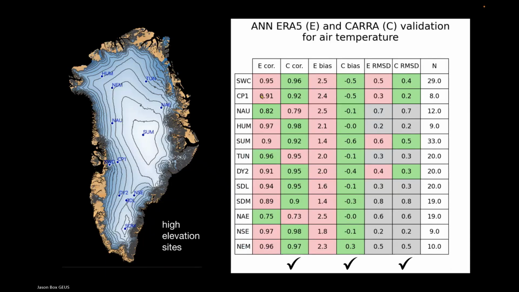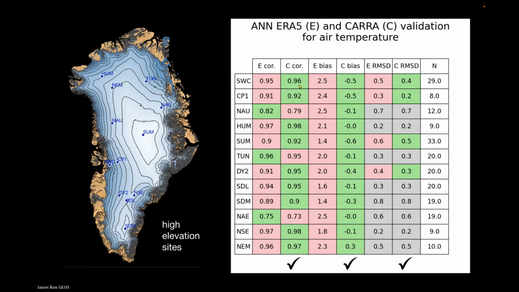This is a summary table, and so you saw SwissCamp, you saw Summit, 29, 33 years of data. There are other stations like NASA-U here, 12 years of data, or 20 years from Tunu-N, and those are on the map. Most of these locations are high on the ice sheet. SwissCamp was the lowest, but I haven't yet compared with the much lower elevation PROMICE sites, and there we'll start to run into terrain bias issues.